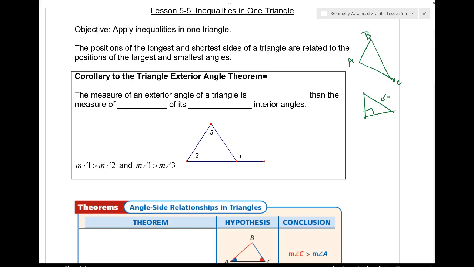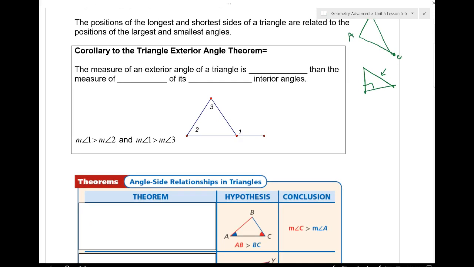And you guys probably naturally saw it. Bigger the angle, bigger the side. Smaller the angle, what? Smaller the side. Pretty easy to do. So now let's think about how that can carry in a lot of different ways with triangles. Now the first one is a corollary to the triangle exterior angle theorem. Okay, let's just do a quick review. Do not read this theorem.